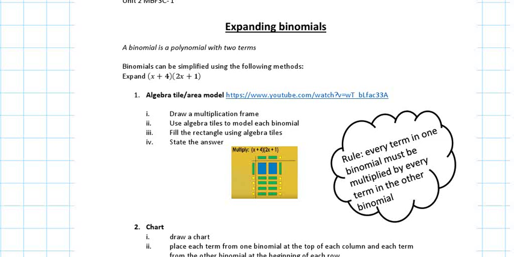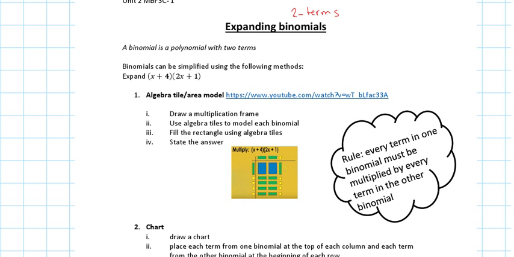What does the word binomial mean? Two terms. Bi means two terms. Okay, so basically what I'm doing here, and what does the word expand mean? Make it bigger, right? Okay, so in this case, expanding binomials is I'm going to make it bigger, okay?